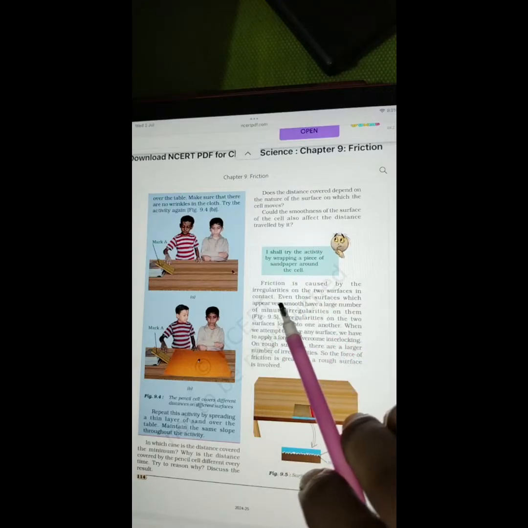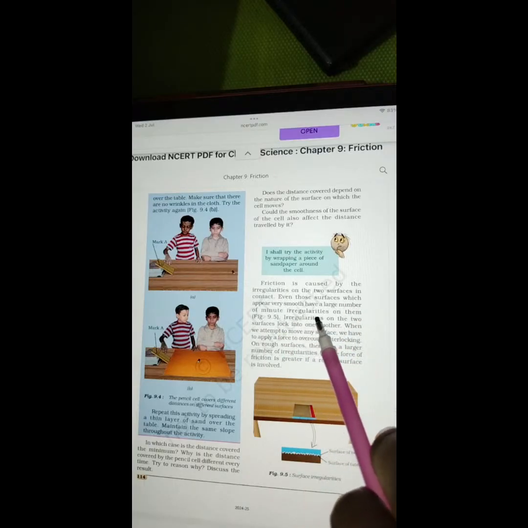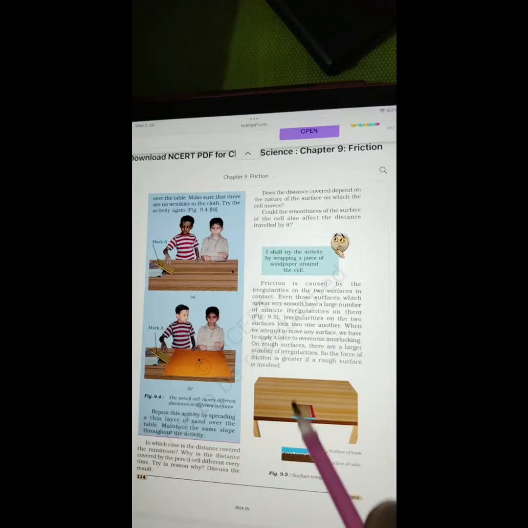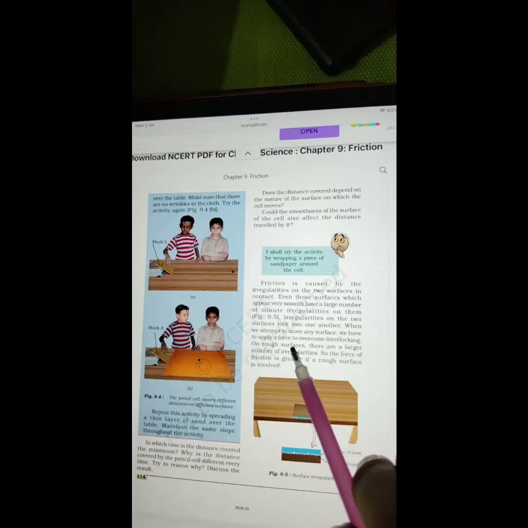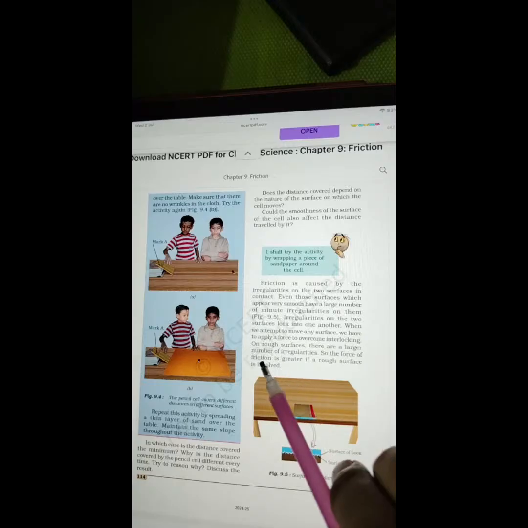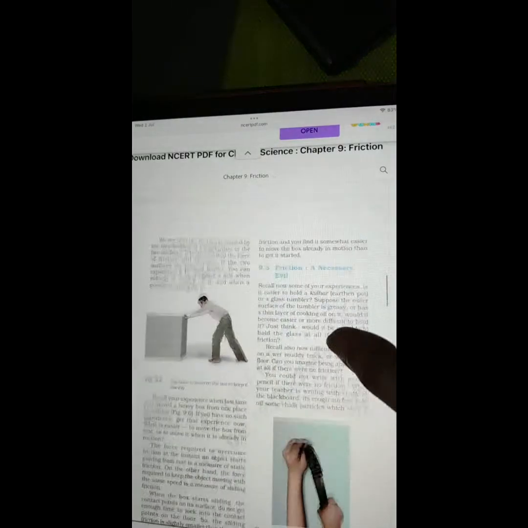Friction is caused by the irregularities on the two surfaces in contact. Even those surfaces which appear very smooth have a large number of minute irregularities on them, as seen in figure 9.5. Irregularities on the two surfaces lock into one another. When we attempt to move any surface, we have to apply a force to overcome interlocking. On rough surfaces, there are a larger number of irregularities, so the force of friction is greater if a rough surface is involved.